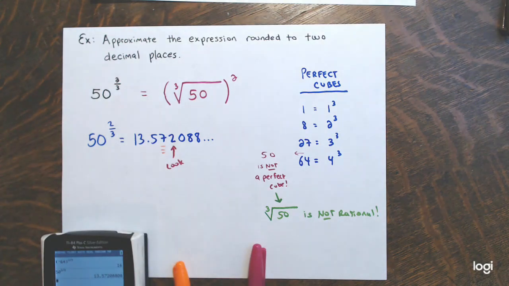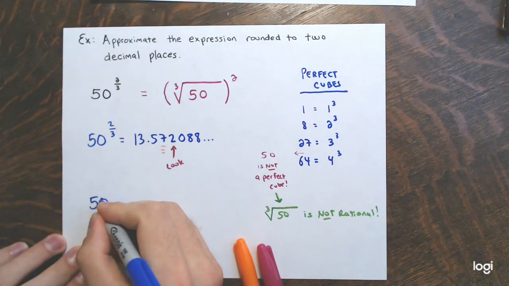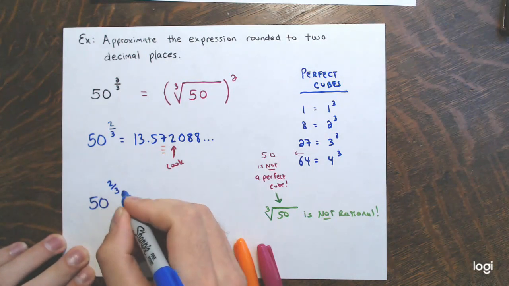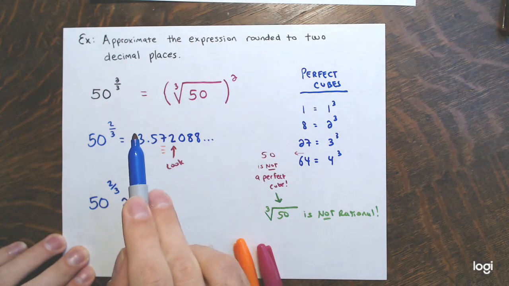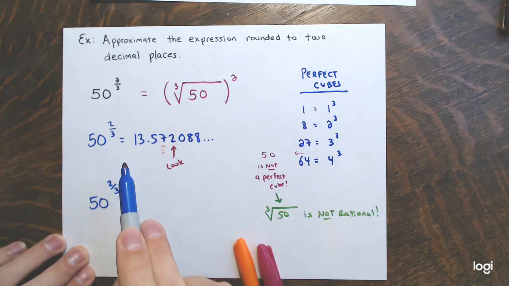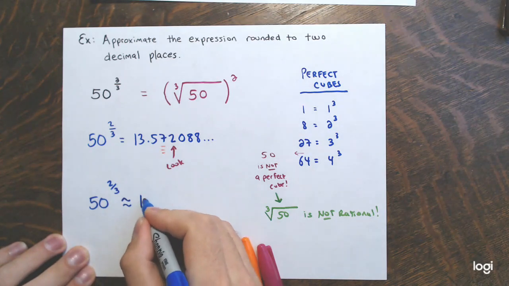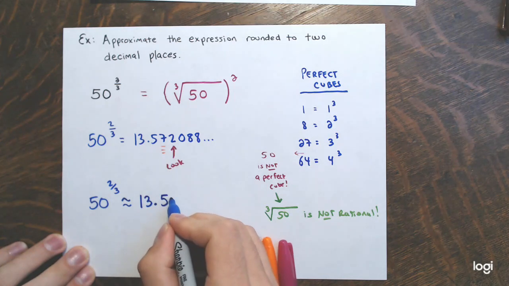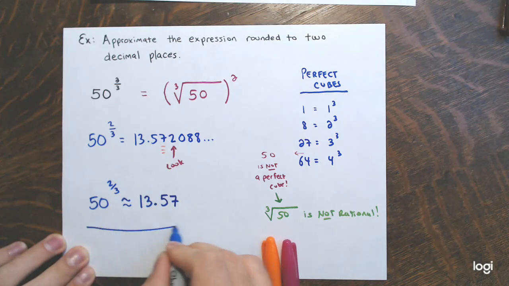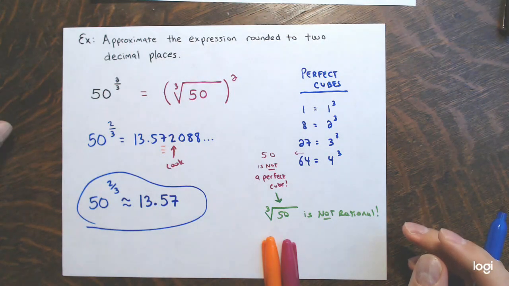All right, so 50 to the 2/3 power is approximately, right? Notice when I round, I use the approximately equal sign, the wavy equal sign. It is about 13 point, and then to 2 decimal places, 57. All right. And that's what we're asked to write: approximate the expression rounded to 2 decimal places. Okay.